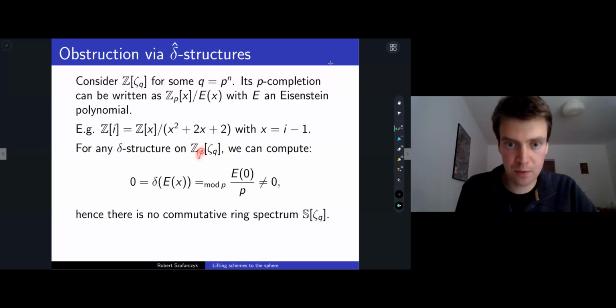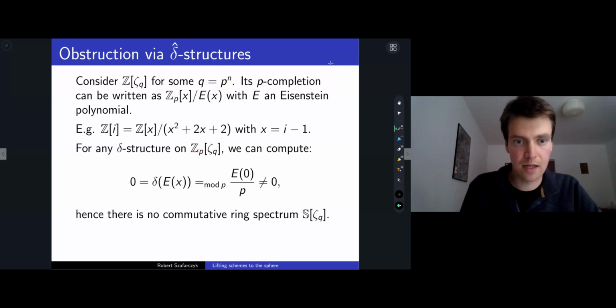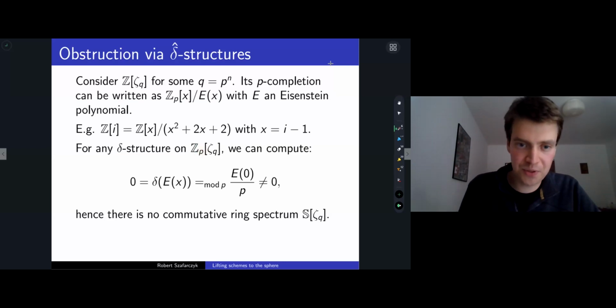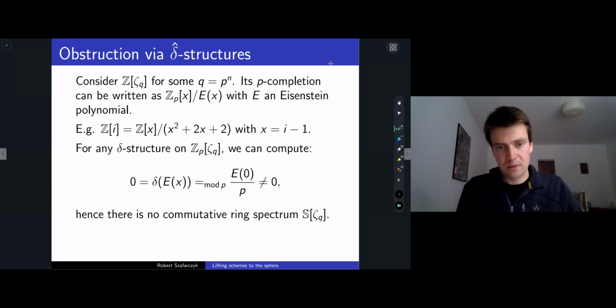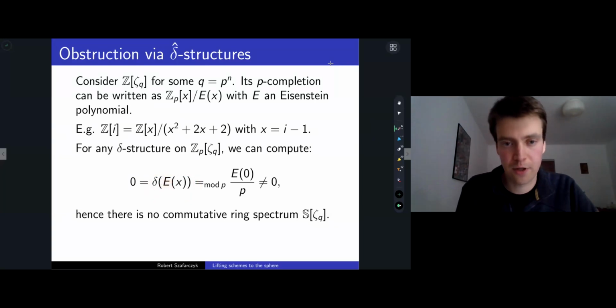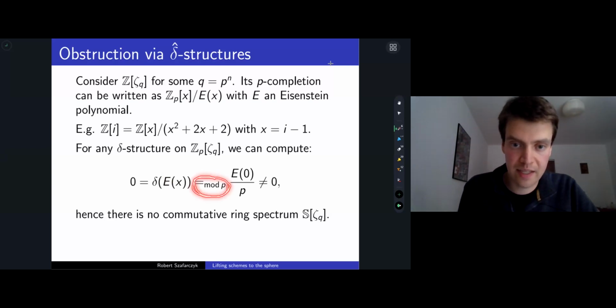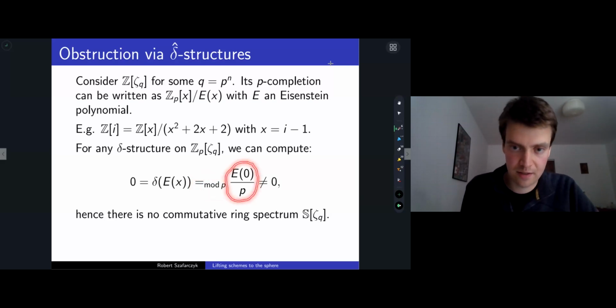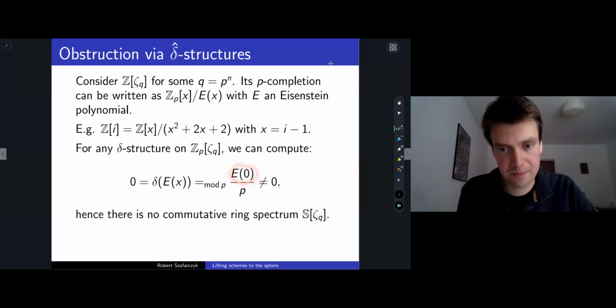So we P complete, where P is the same prime as here. And then if we have a delta structure, also for the same prime, then we can compute that on one hand, delta of E of X is 0 because we've killed E of X. But if we write the formula here, then since the Eisenstein polynomial has a lot of coefficients which are divisible by P, if you take modulo P, everything simplifies, and what you're left with is this term, E of 0 over P.